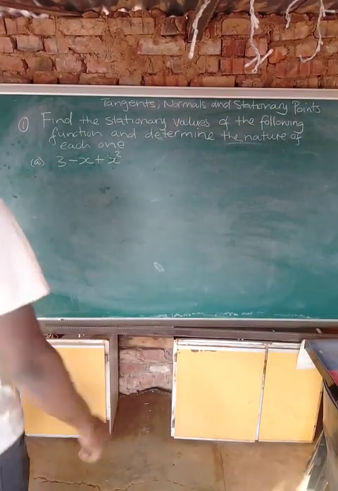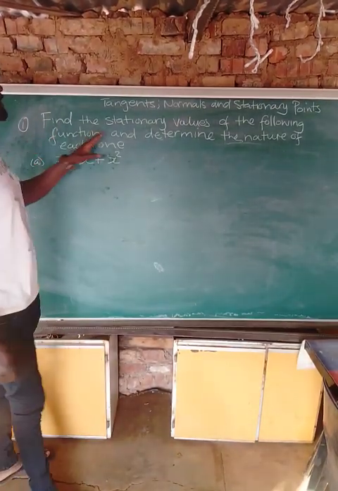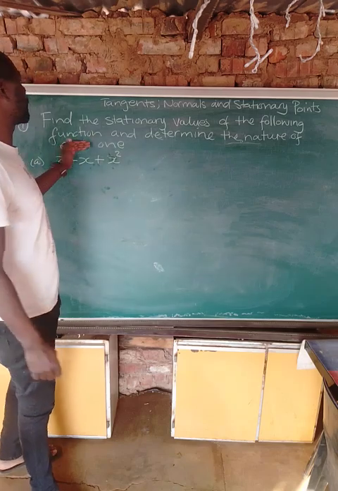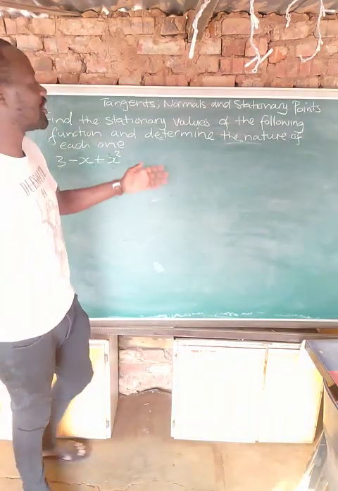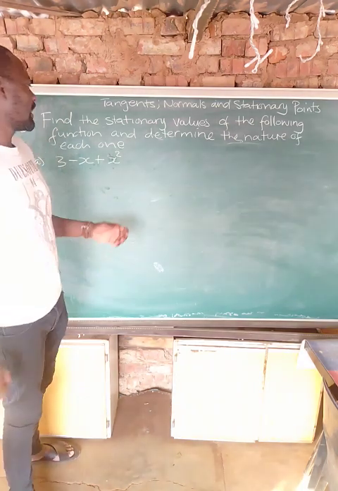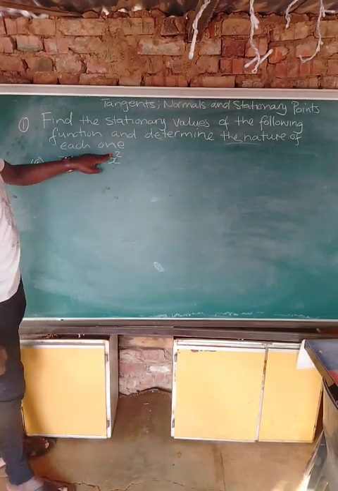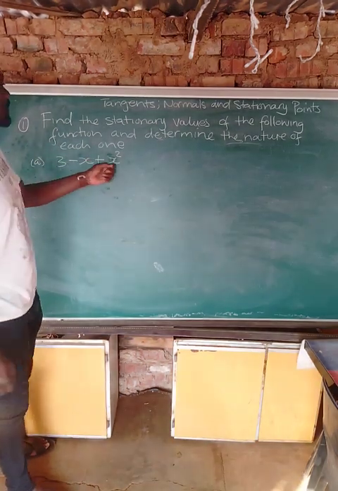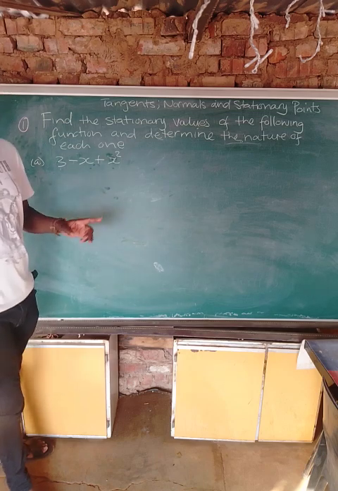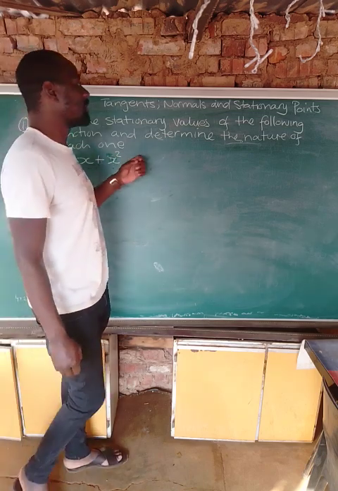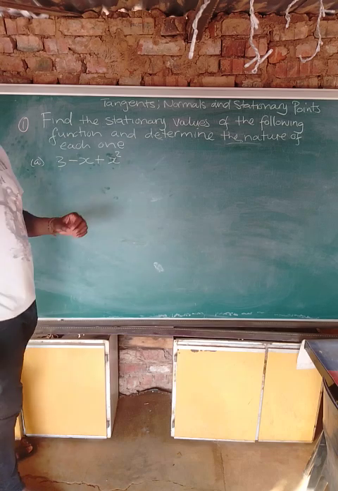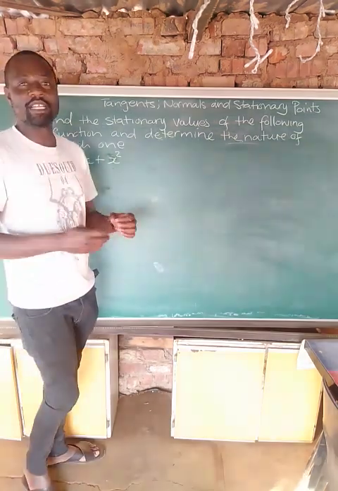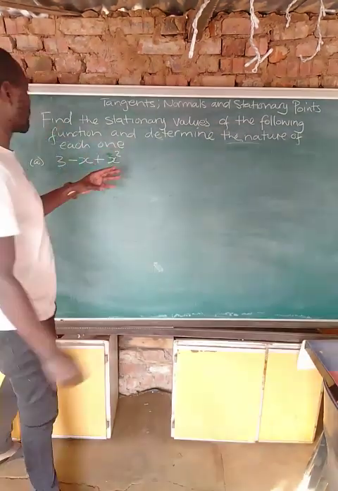Right. Here we have an example. Find the stationary values of the following function and determine the nature of each one. So now I took this example. Why? Because it's a quadratic equation. There is something I want you to observe here, and it's a simple one so that we can quickly grasp the concept.